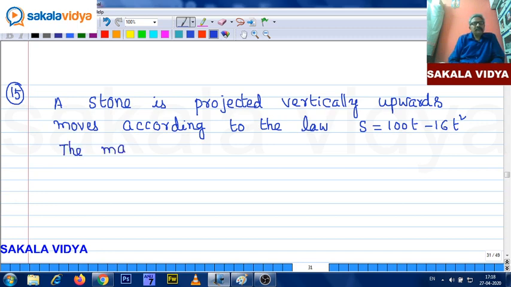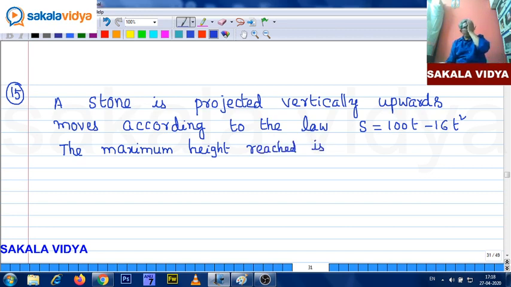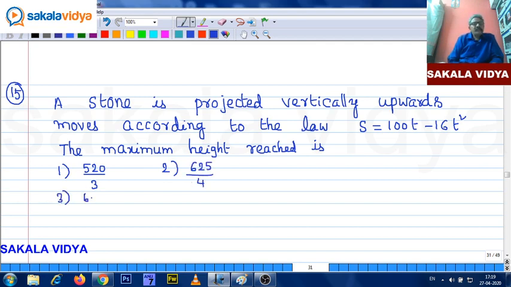The maximum height reached is: first option is 520 by 3, second option is 625 by 4, third 653, fourth one is 560. Okay.